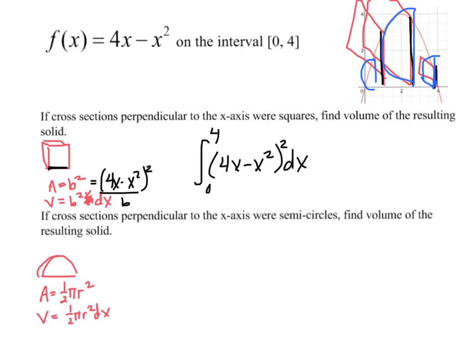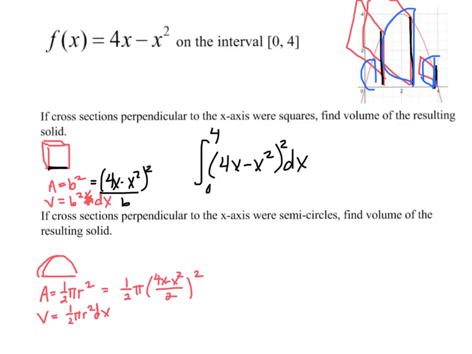So let's now think about the radius in terms of the function. Okay. So right up here you can see that the value of the function is not the radius, instead it is the diameter. So we have to take the value of our function and divide it by 2.